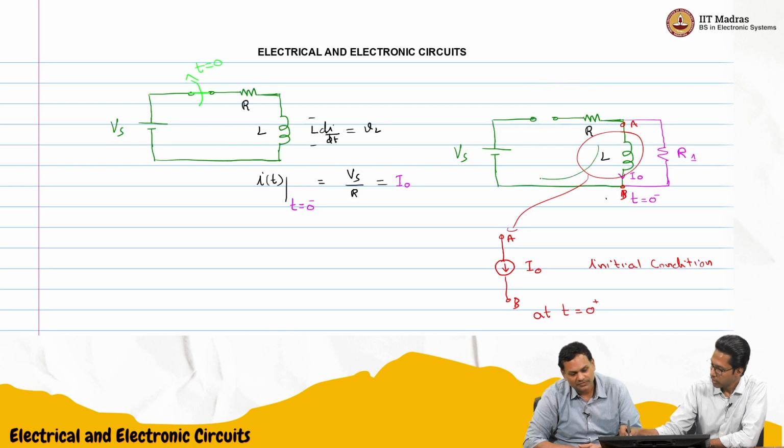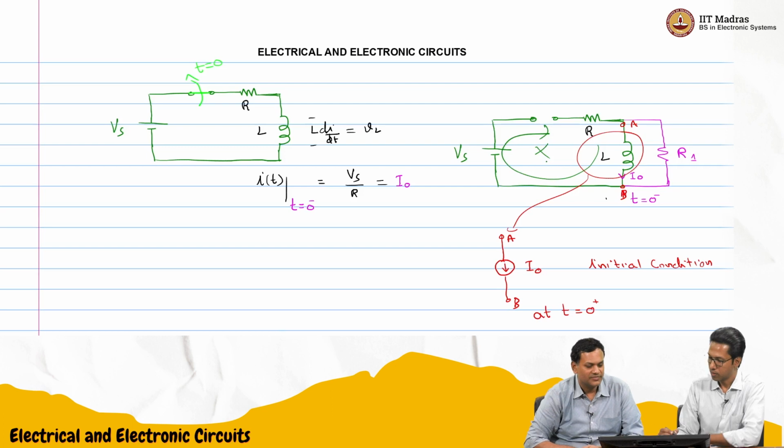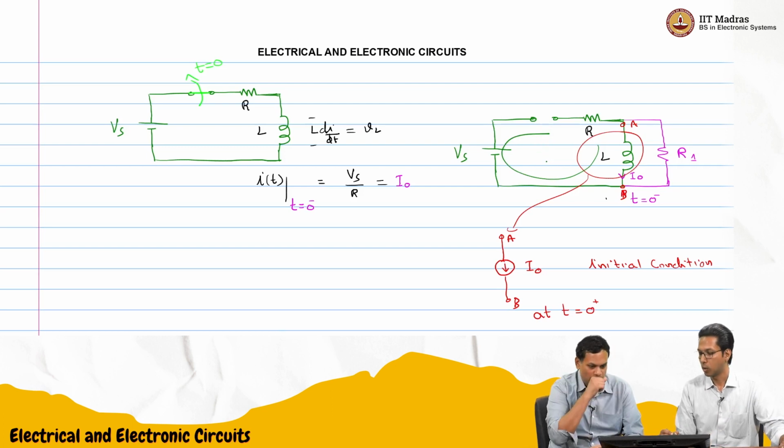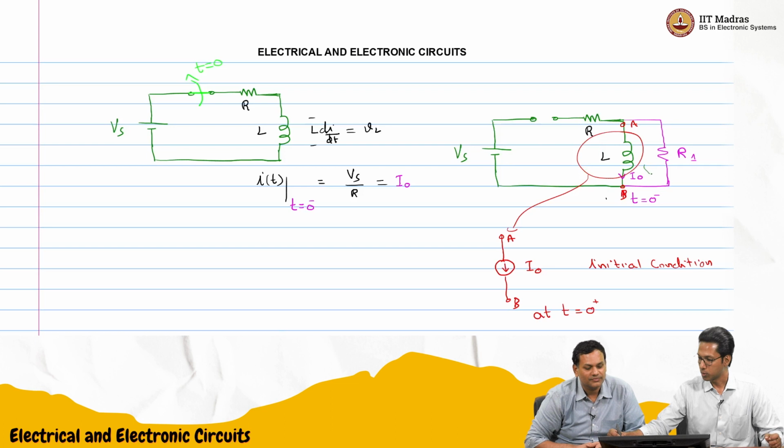So that means now the current cannot flow this way. Correct. It now has to flow through R1. Okay, so it will just flow through this. Correct. It will just flow this way. That's right.